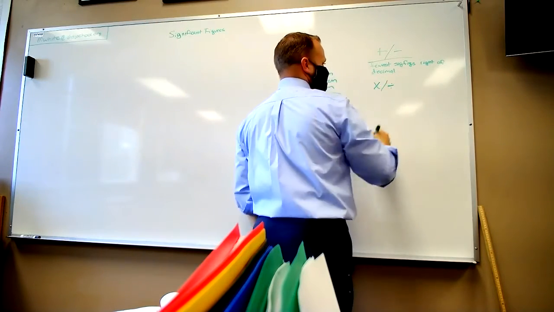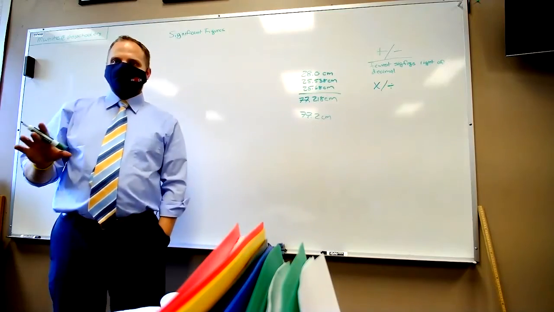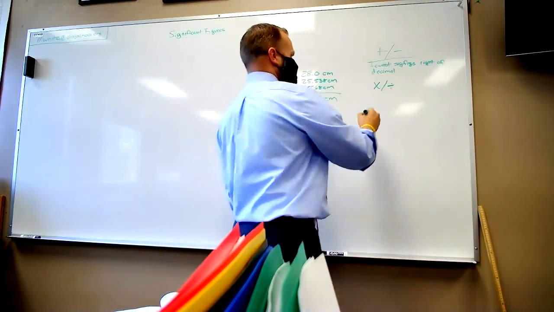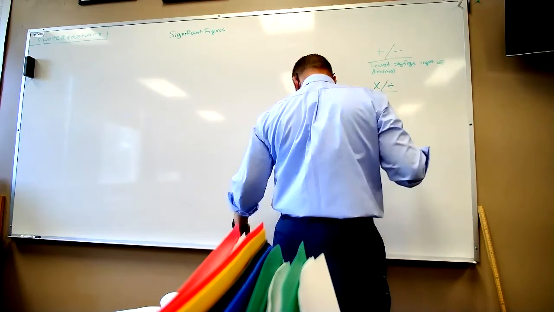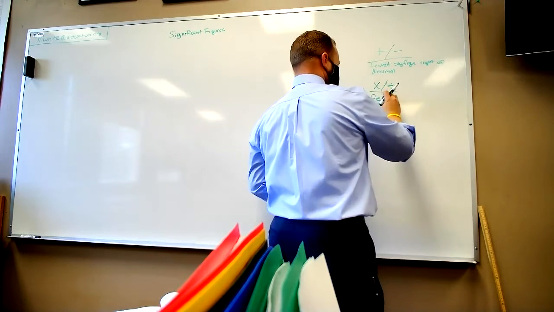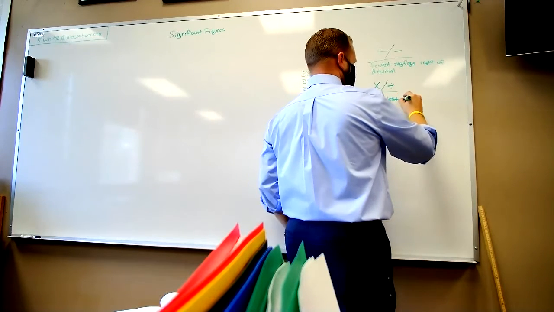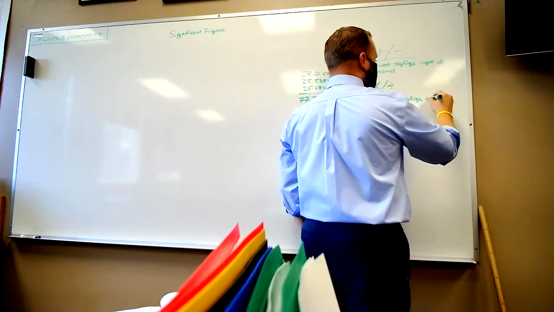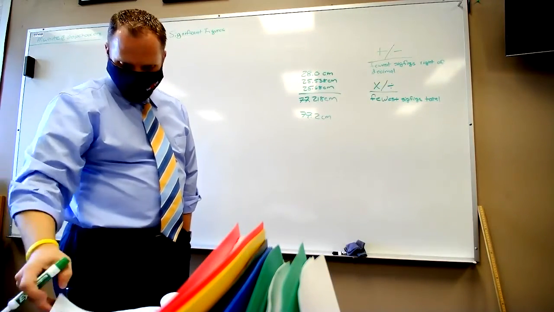multiplication and division. Now this one doesn't matter where the decimal is. So this one is determined by, correctly, fewest sig figs total.